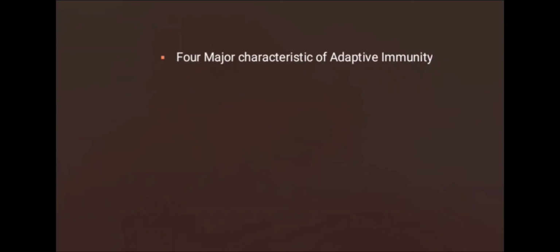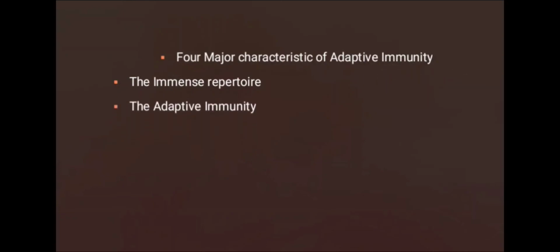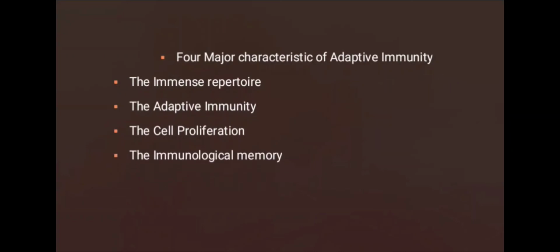There are four major characteristics of adaptive immunity. First is the immense repertoire of lymphocytes and receptors, which enables detection of antigens and pathogens never before encountered. Second, adaptive immunity normally has self-tolerance, a lack of reactivity against the animal's own molecules and cells. Next is cell proliferation, in which activation greatly increases the number of B and T cells specific for an antigen. And last is immunological memory, which means there is a stronger and more rapid response to an antigen encountered previously. And that's all.